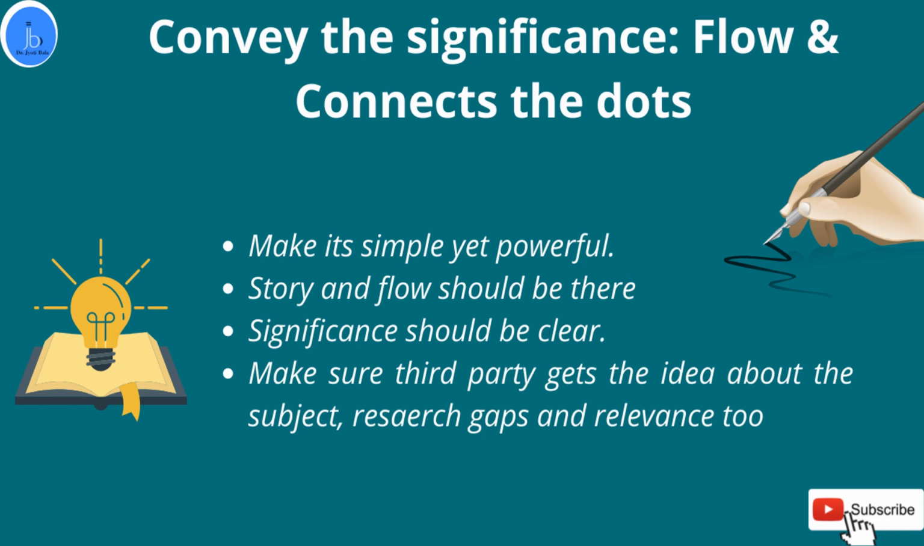Whenever you are writing the review of literature, make sure that you write in a way that a third party can understand the review of literature, your project, and the significance of your project also. In that way, you have to make a flow of the story in terms of review of literature. It should convey the message in a storytelling form, not in the literature form, in a scientific way, but it should have certain flow.